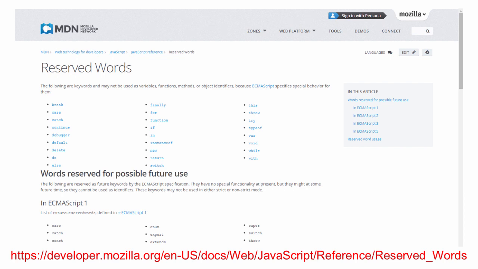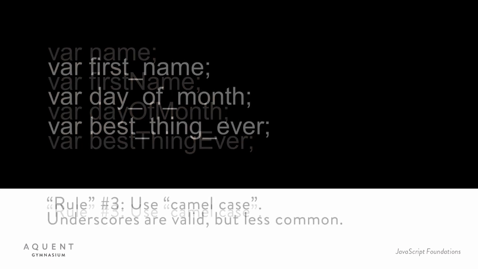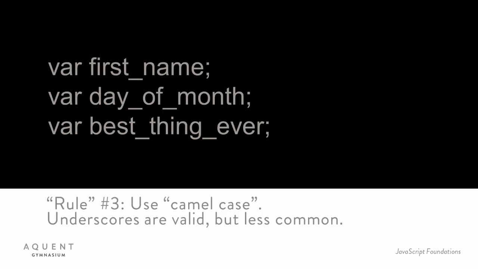The next rule is really just a convention or best practice. Rule number 3. Generally, variables are named with what we call camel case. This means that they start with a lowercase letter. Single-word variables are composed of all lowercase letters, and variables that contain multiple words like first name or day of month have the first letter of each subsequent word capitalized. Now, some developers use underscores to separate words like this. This is valid, but it's far less common.